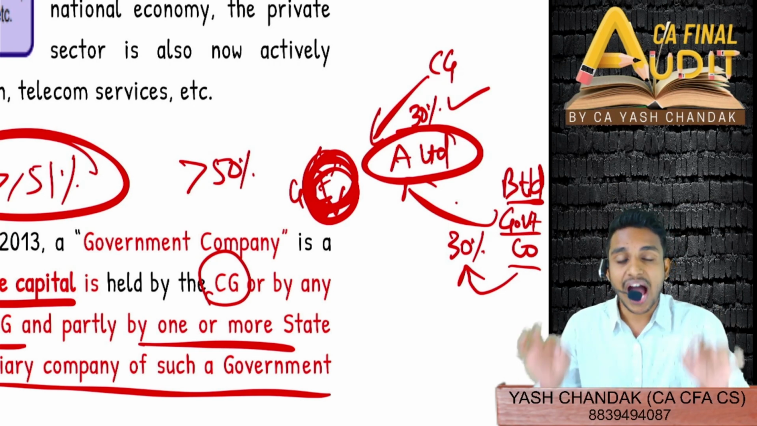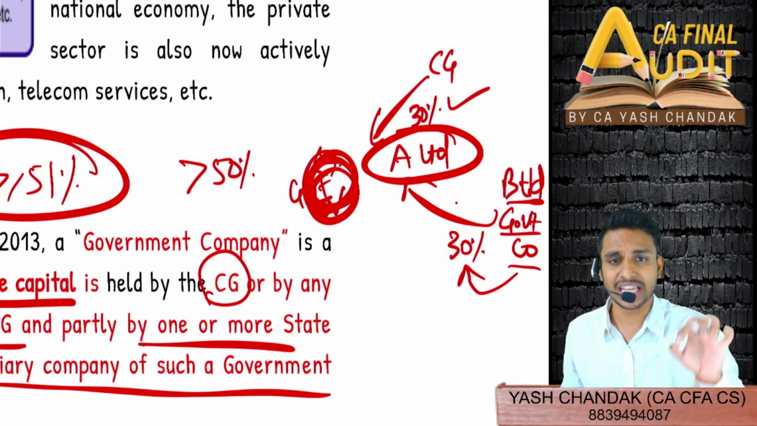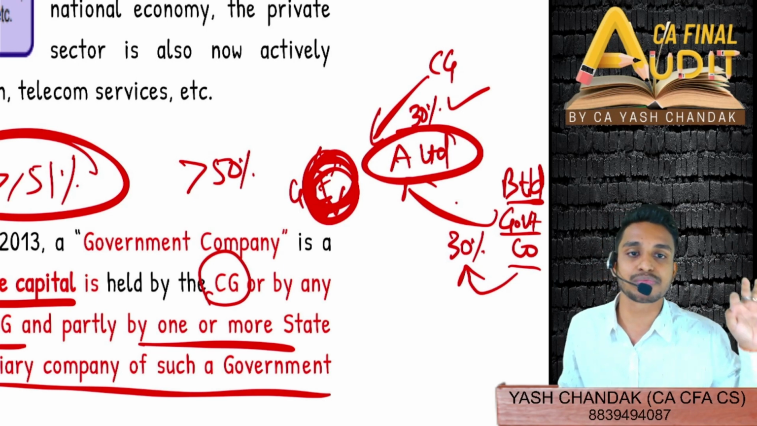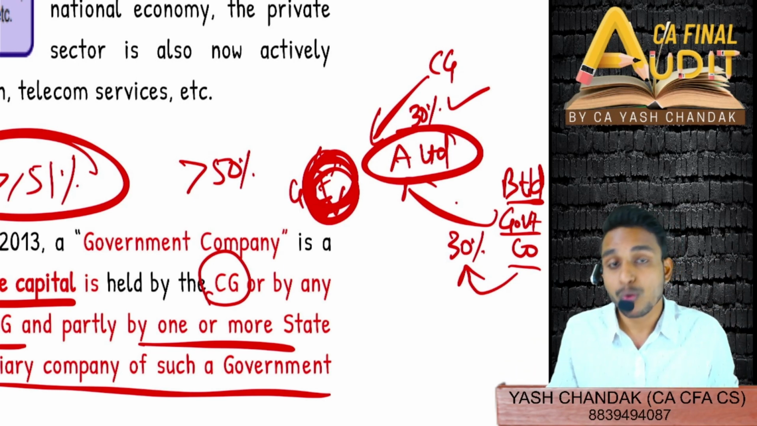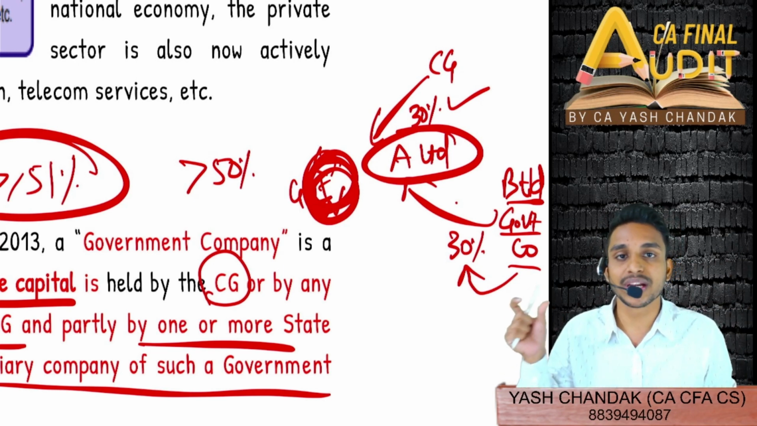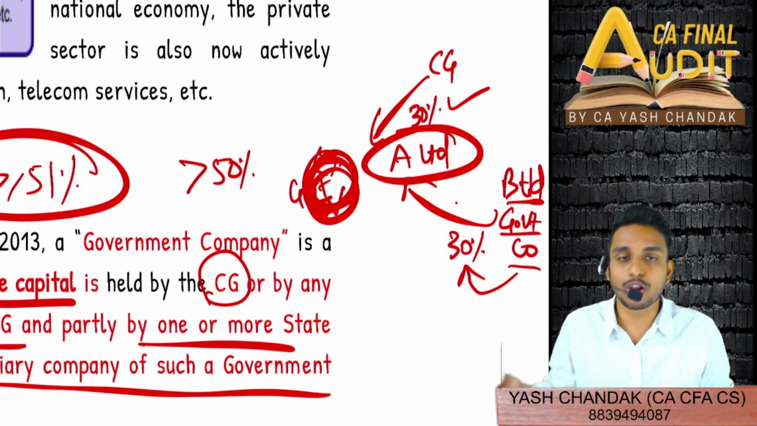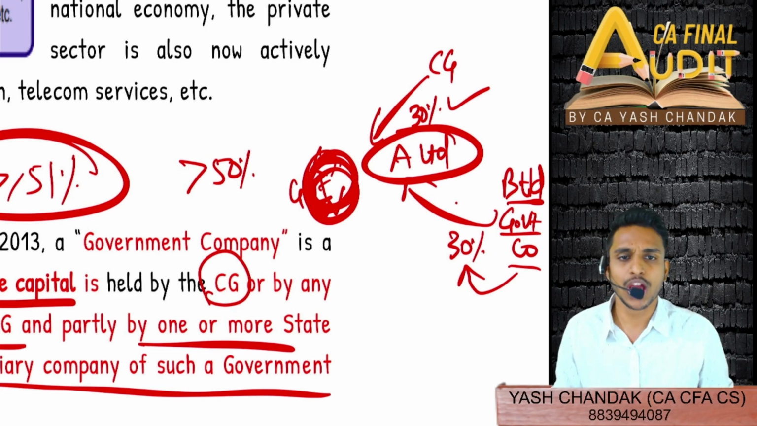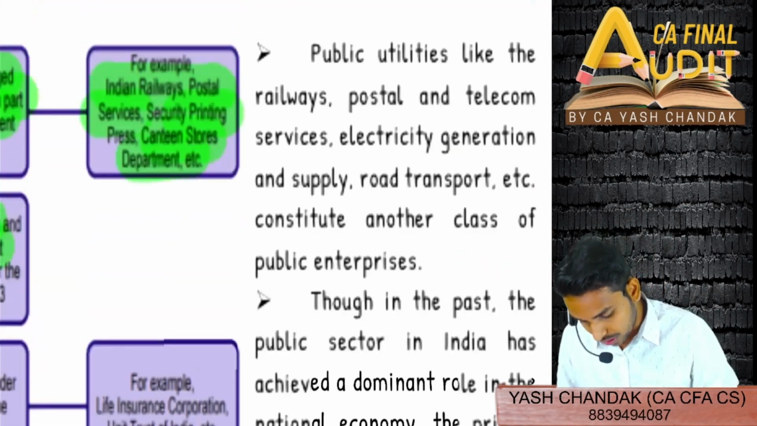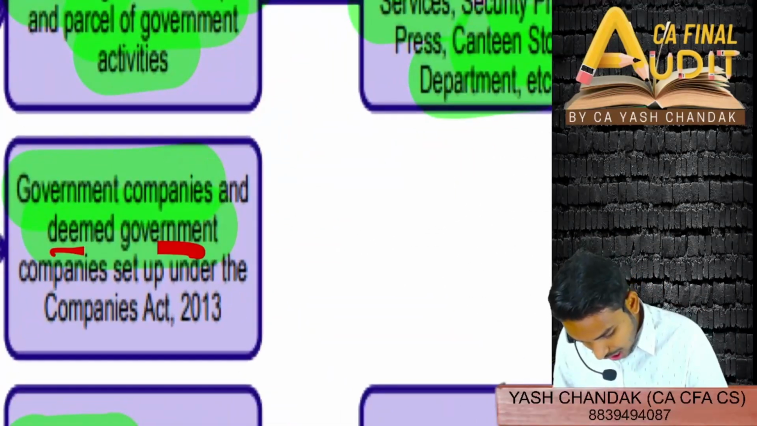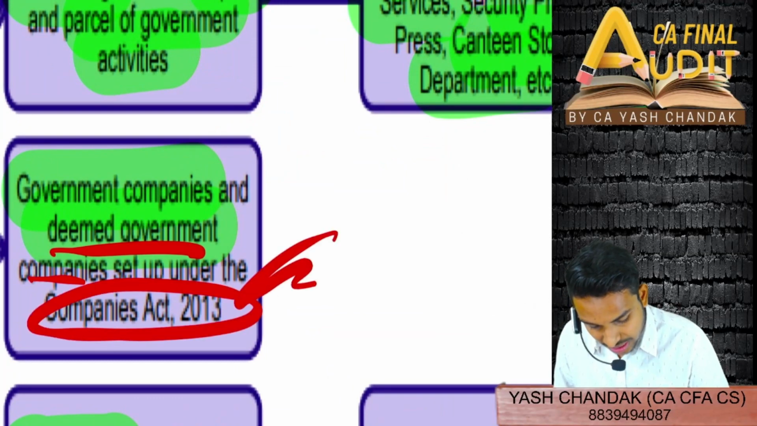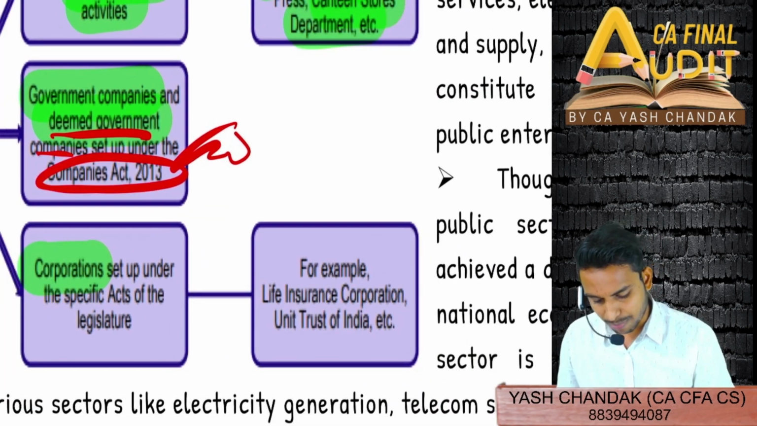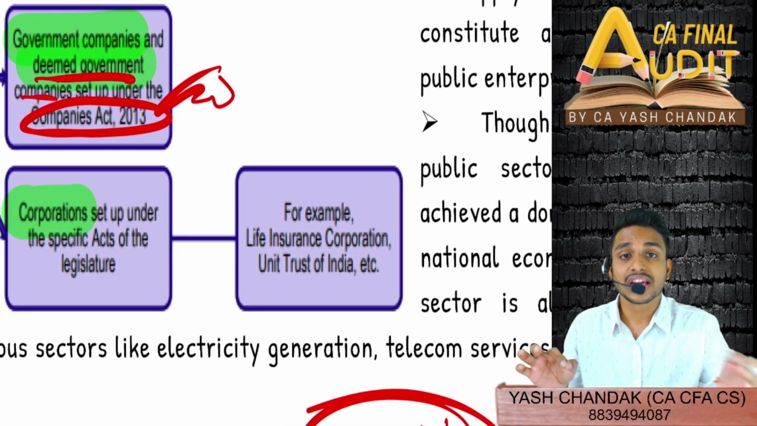But let me tell you, it will be a government company, and the appointment of the auditor will be done by the CAG, and Section 139 subsection 5 and subsection 7 will be applicable to this company too, because it will be a deemed government company. Although, in the Companies Act 2013 there is no such classification or section for deemed government companies.